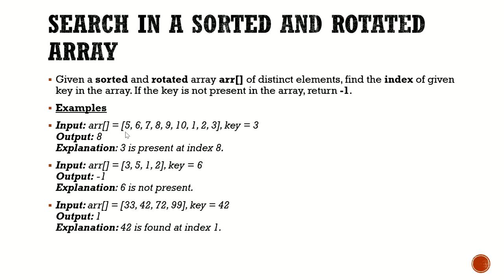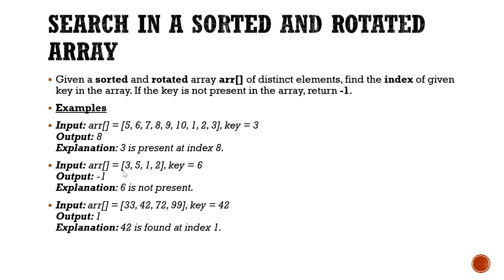In the first example, we see 5, 6, 7, 8, 9, 10, and then 1, 2, 3. So the key is 3. 5 is at index 0, 6 is at index 1, 7 is at index 2, 8 is at index 3, and it goes on, and 3 is at index 8.